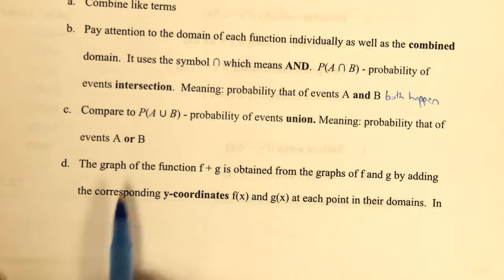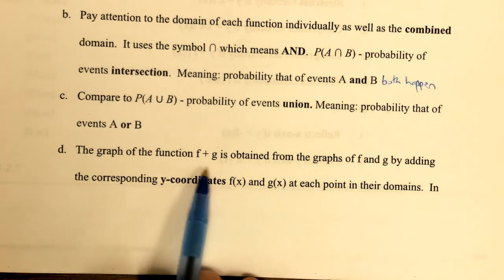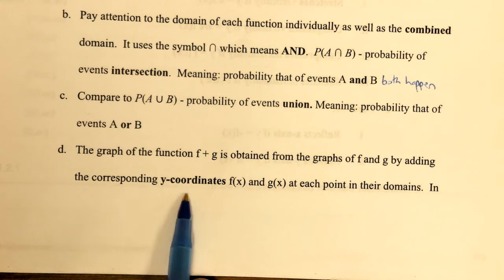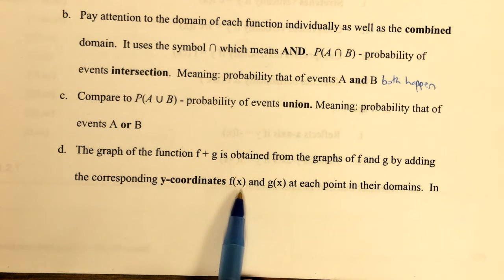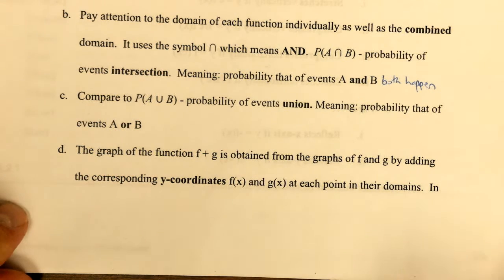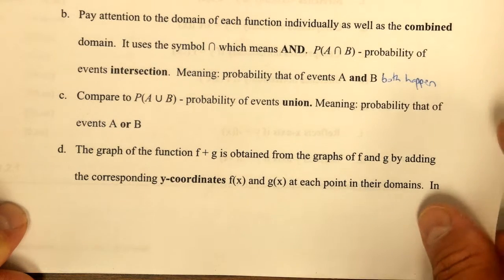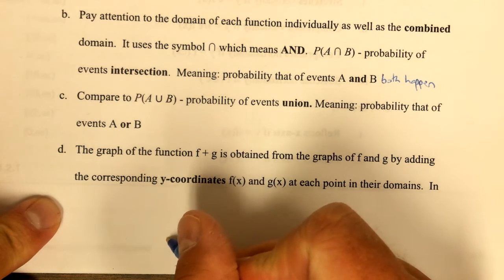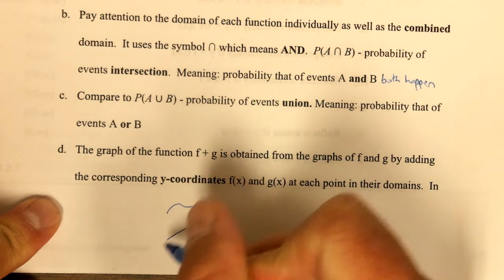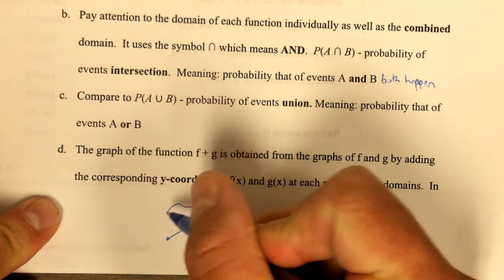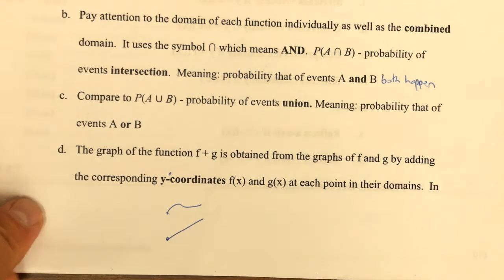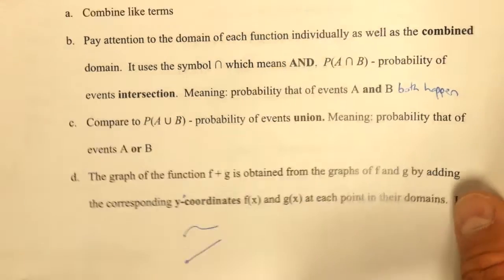Okay, the graph of the function f plus g is obtained from the graphs of f and g by adding the corresponding y coordinates for f and g at each point in their domains. So, for example, you might have something random like a line and a curve, and you add this y value to this y value to make it taller. So, things like that.